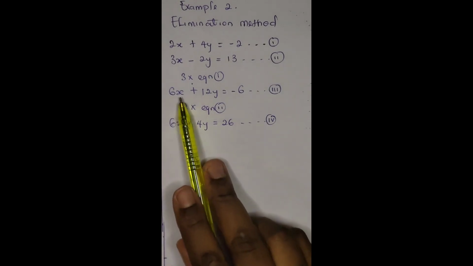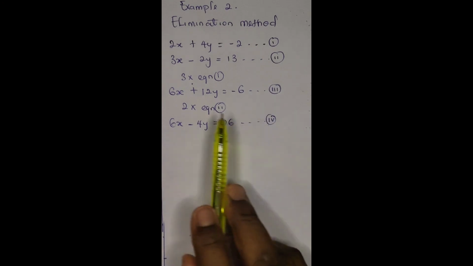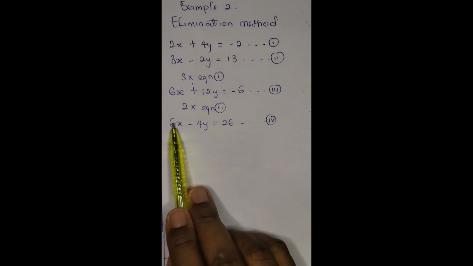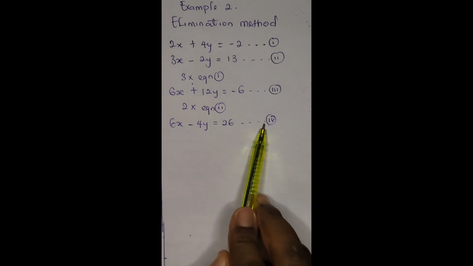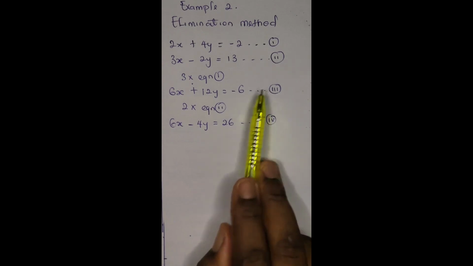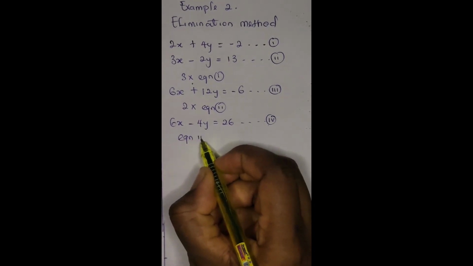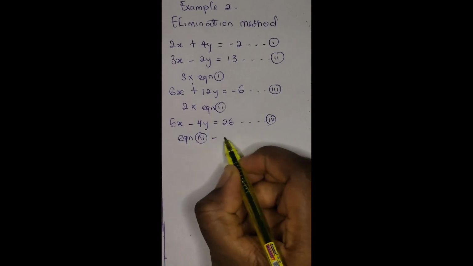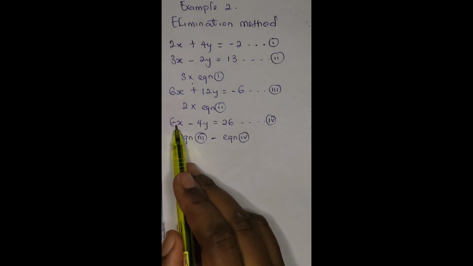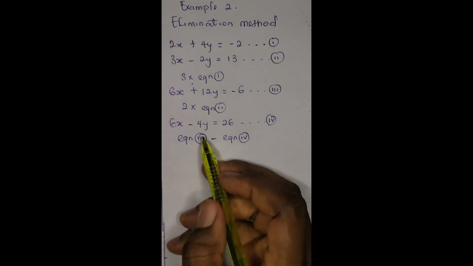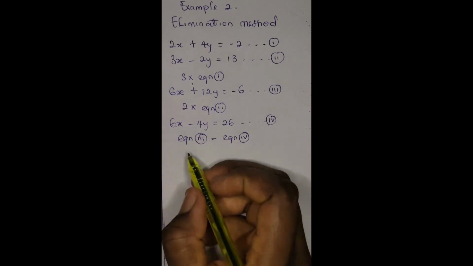Now, x for the third and the fourth equation have the same coefficient, which is 6. So we can actually subtract equation 4 from equation 3 to eliminate x. So we have equation 3 minus equation 4. So 6x minus 6x, x is eliminated. 12y minus 4y will give us 8y.